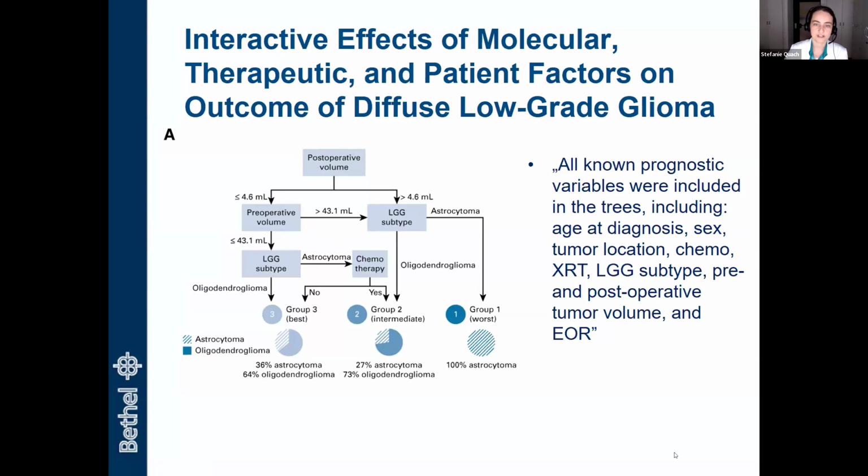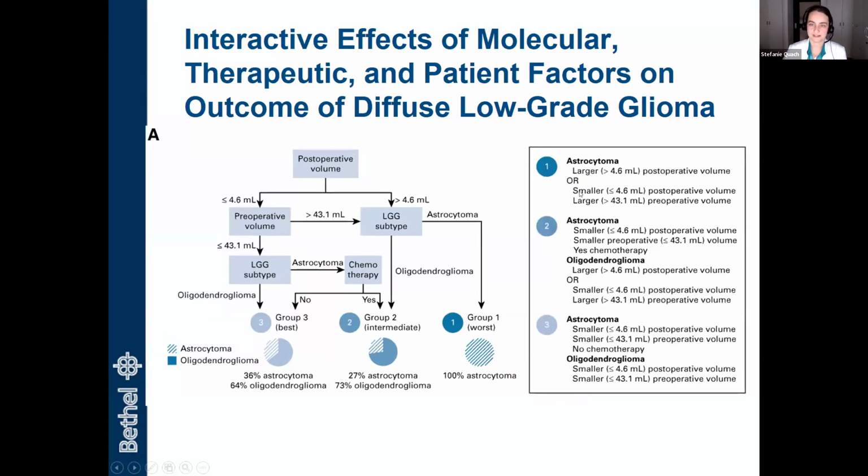With the worst prognosis being astrocytoma patients with a larger residue, the best subgroup being either oligodendroglioma or astrocytoma with a low preoperative and postoperative volume, which did not need to receive chemotherapy. And the intermediate subgroup were oligodendroglioma patients with a larger residue, or patients that were given chemotherapy according to physician's choice. And this will sum up the different groups again.